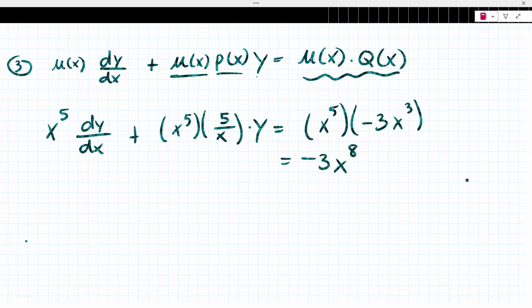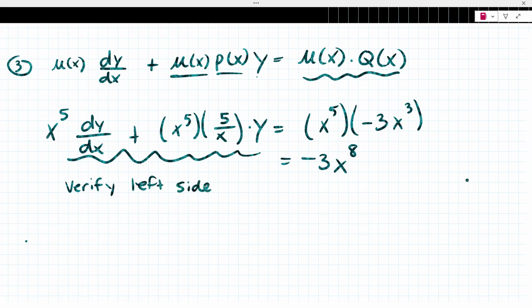Okay. Now we've got to verify the left side is the product rule. Yeah, you have to verify before we move on, before we take the integration. Please verify the left side is a product rule.